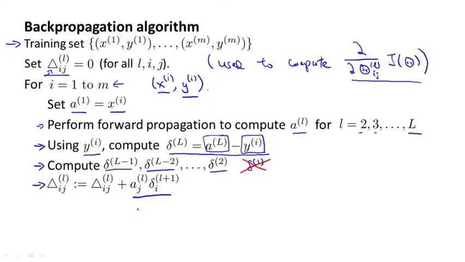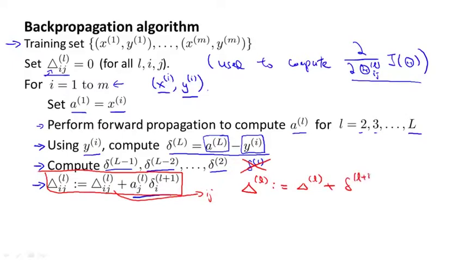By the way, if you look at this expression, it's possible to vectorize this too. Concretely, if you think of capital delta L ij as a matrix indexed by subscript ij, then you can rewrite this as capital delta L gets updated as capital delta L plus lowercase delta L plus 1 times a L transpose. So that's a vectorized implementation that automatically does this update for all values of i and j. Finally, after executing the body of the for loop, we then go outside the for loop and compute the following.